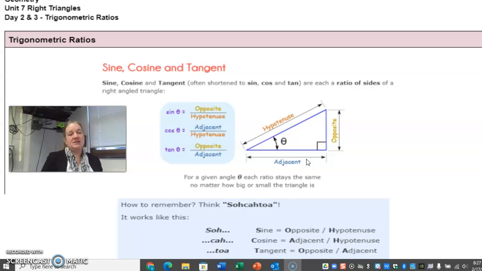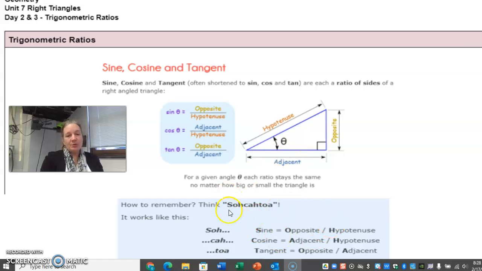And what this means mathematically is that if you know two things about a right triangle, just two things, you can find everything else that you need to find. You can find an angle measurement, you can find the missing sides, you can find whatever you need to find. That's the magic of trig, okay?